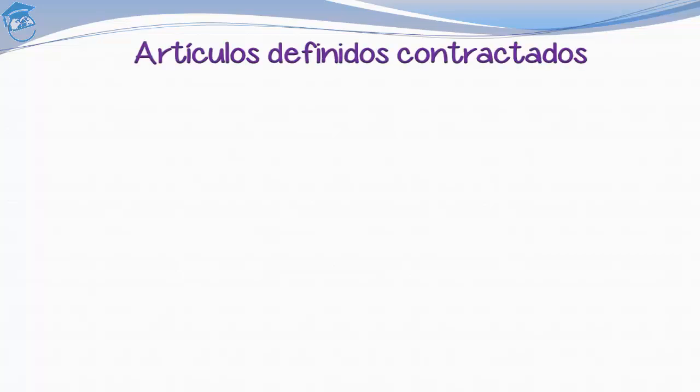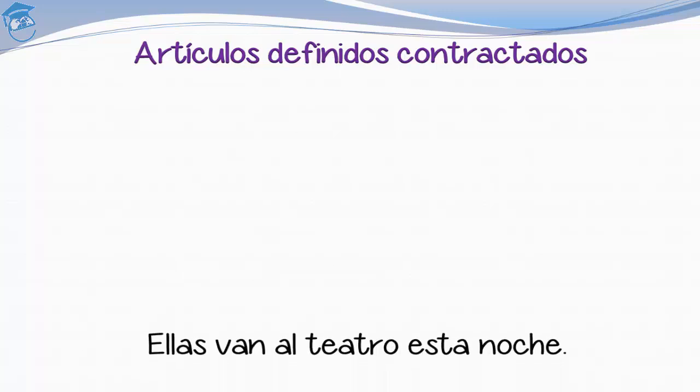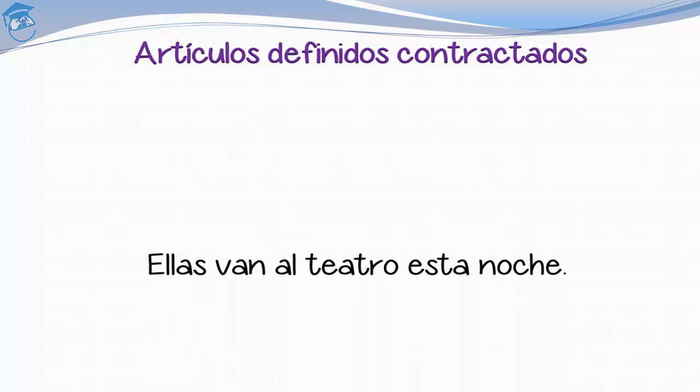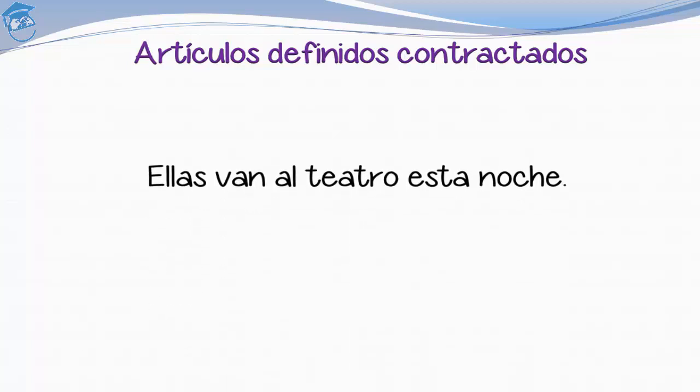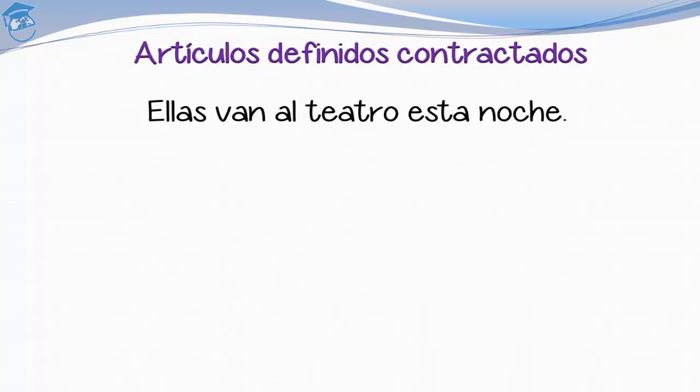Remember that in the previous video we studied the definite articles, los artículos definidos. Ellos también pueden usarse de forma contractada. They can be used in a contracted way. So how could you use these definite articles contracted? Look at these examples. Ellas van al teatro esta noche. They are going to the theater tonight.